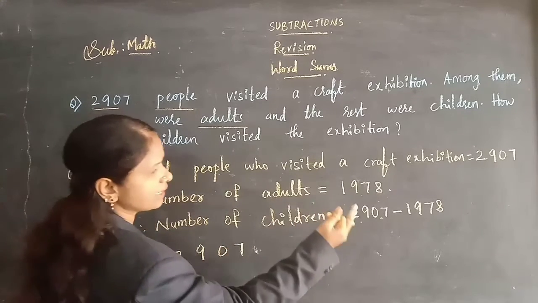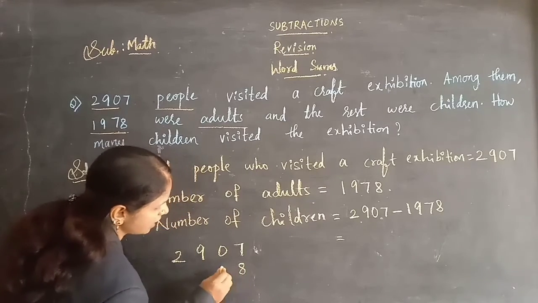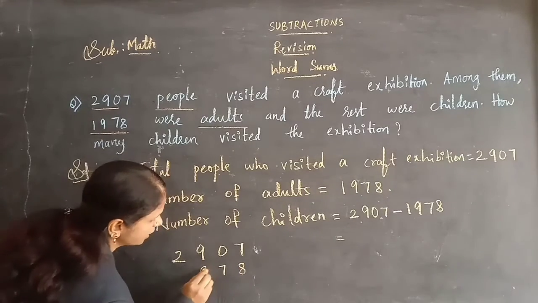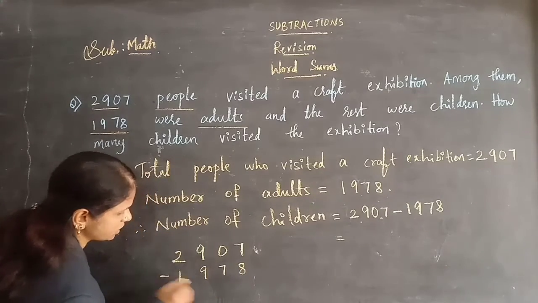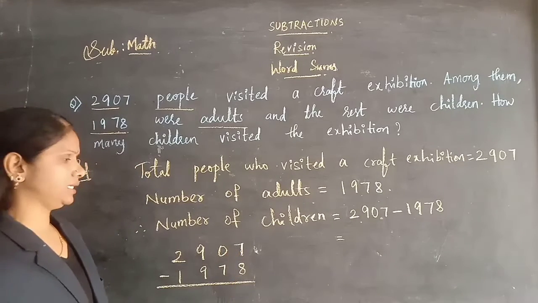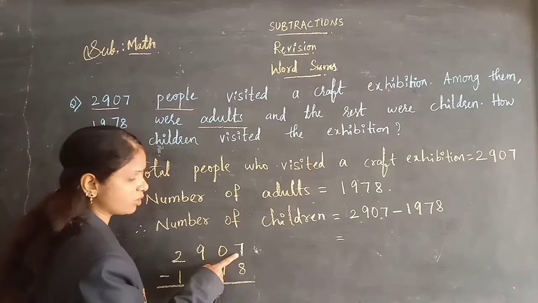2907. And the second number, better to write from the ones. 8 is the ones digit, 7 the tens digit, 9 the hundreds digit, and 1 in thousands. Come on, let's subtract this. Now 7 minus 8. Is it possible, children, 7 minus 8? No. Why? Because 7 is smaller than 8.